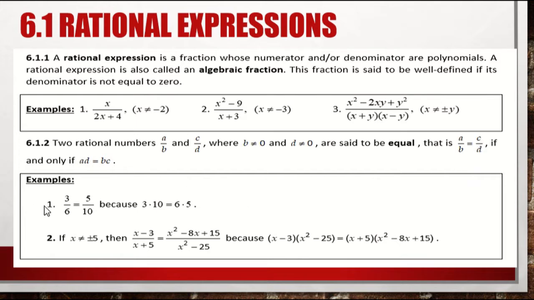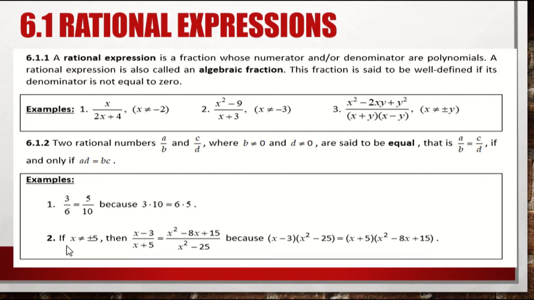Okay, examples. We have here 3 over 6 is equal to 5 over 10. Because 3 times 10 is equal to 6 times 5. So, 3 times 10 is 30, equal to 6 times 5, which is also 30.